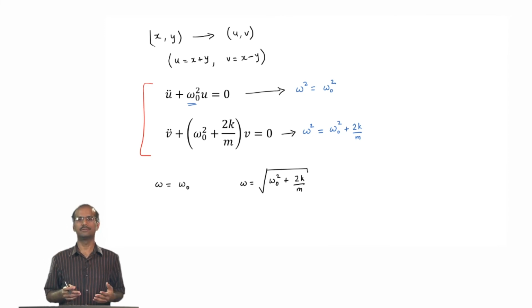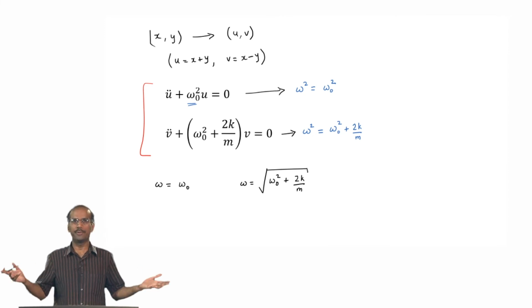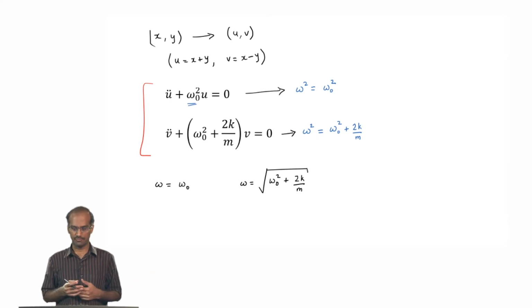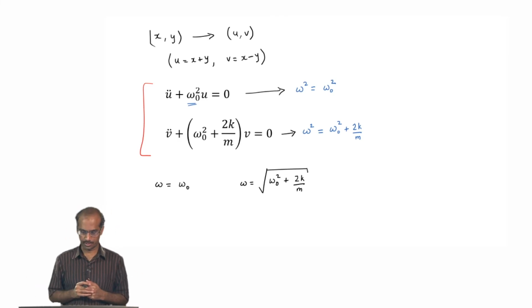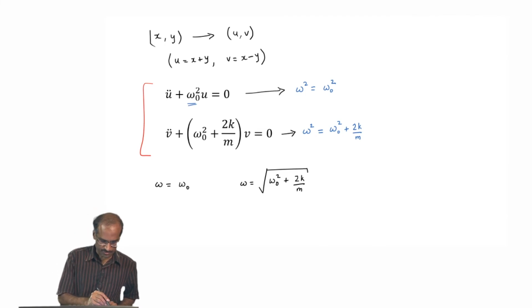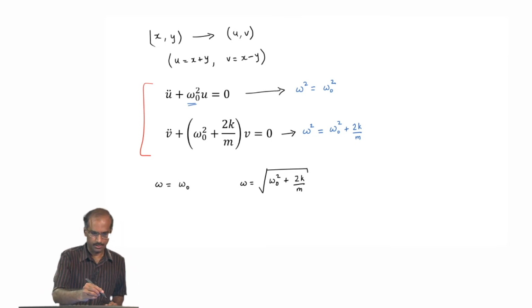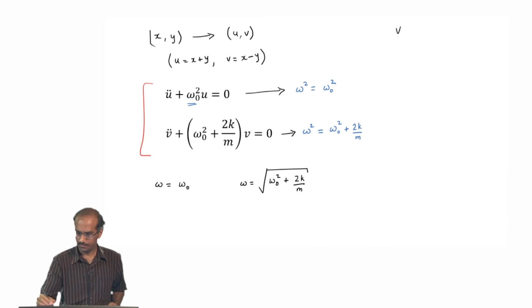In such case, you just get back two independent pendula, both of them have a frequency which is equal to omega 0. Okay. So, it is consistent to that extent. Let us set V equal to 0, in which case V being equal to x minus y, and that being equal to 0 would imply that x is equal to y.